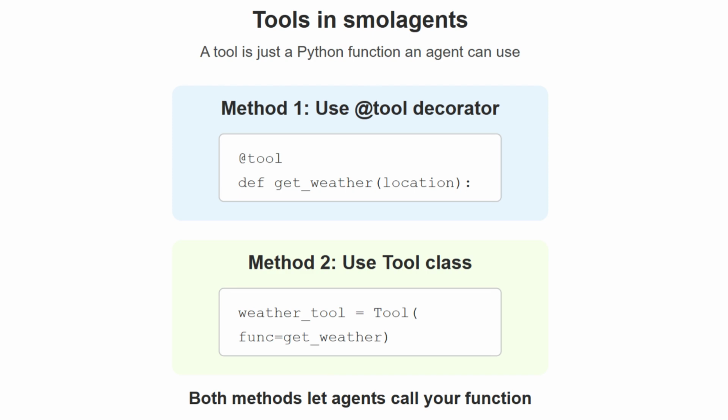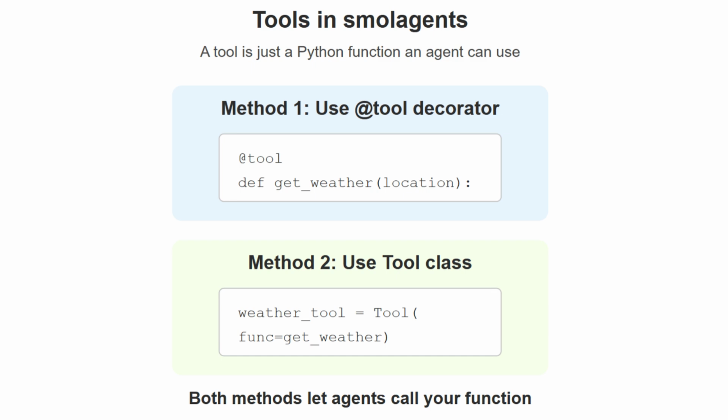Now that we understand the different types of agents in Smolagents, let's explore one of the most critical aspects of any agentic system, and that is tools. In Smolagents, tools are the building blocks that allow agents to interact with the world. Without tools, an agent is just a language model generating text. Tools give it the power to take action, whether that means searching the web, running calculations, or interacting with an API. In Smolagents, tools are essentially Python functions that an agent can call when needed.